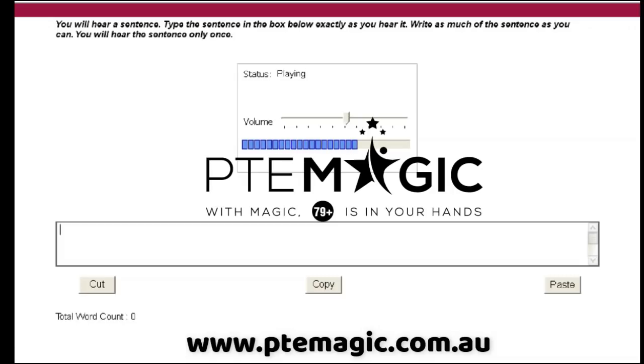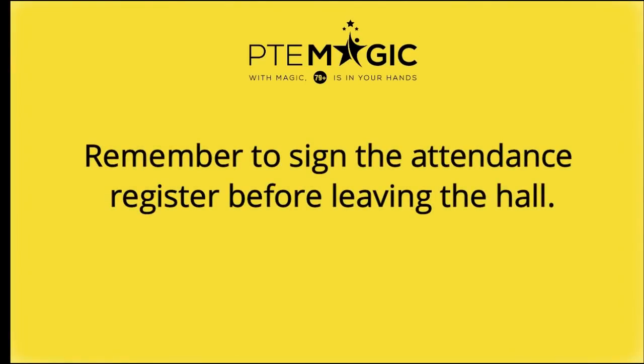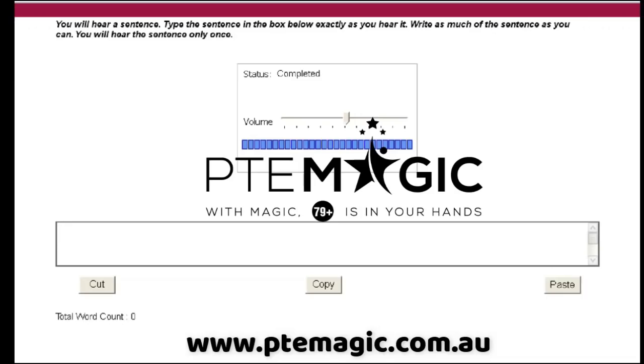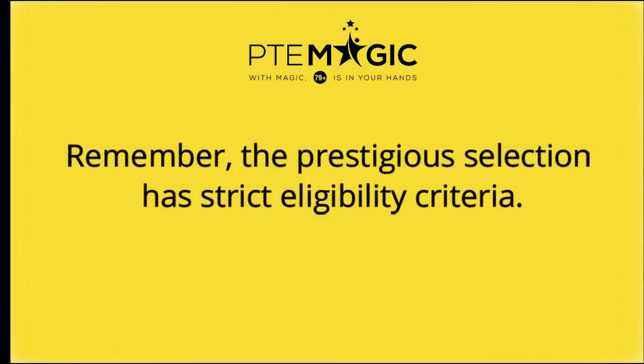Remember to sign the attendance register before leaving the hall. Remember, the prestigious selection has strict eligibility criteria.